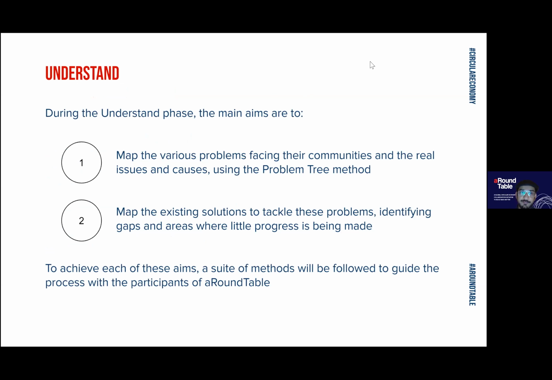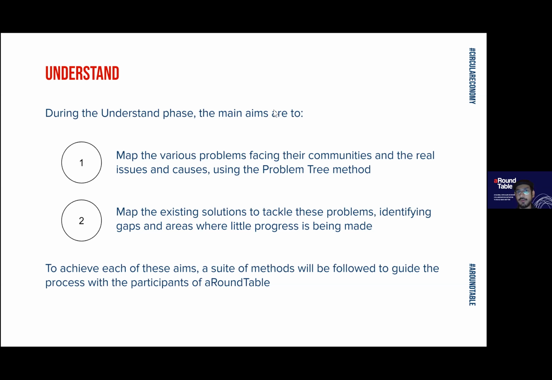So the first main phase is the understand phase, and the aims in this step are really to map the different problems facing communities using a problem tree method, which I'll go into more detail, and to also map existing solutions to tackle these problems. So it'll really give us an understanding of where there are gaps and where there are areas where little progress is being made. And these tools will help us better understand how to create a more holistic overview of the landscape of problems and solutions.